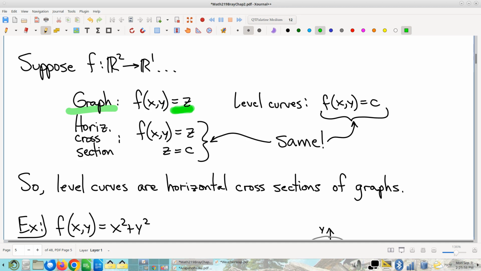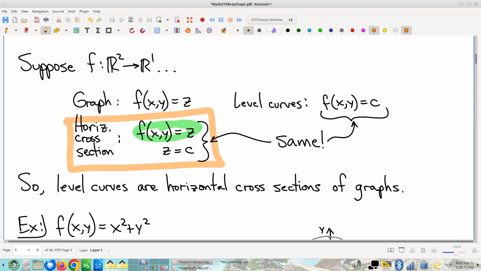A graph of a function f is what you get when you set the function equal to a new variable. In this case, I'm calling it z. And if I were to take that graph and then do a horizontal cross-section of that graph, let's think about what it would mean to take a horizontal slice. A horizontal slice like this means we're looking at this plane, and because it's horizontal, z is equal to a constant.